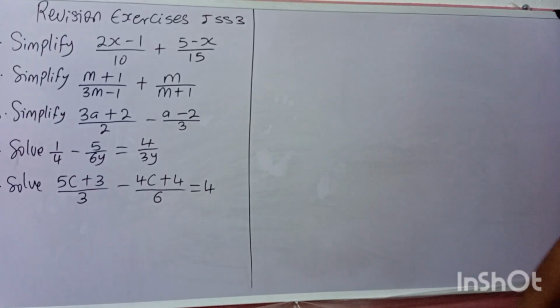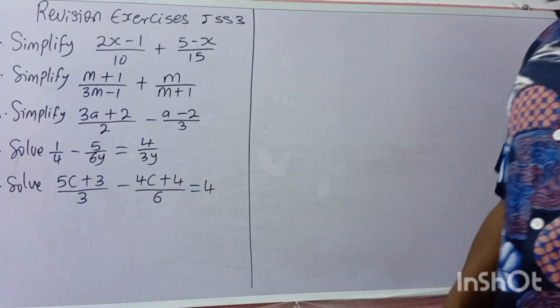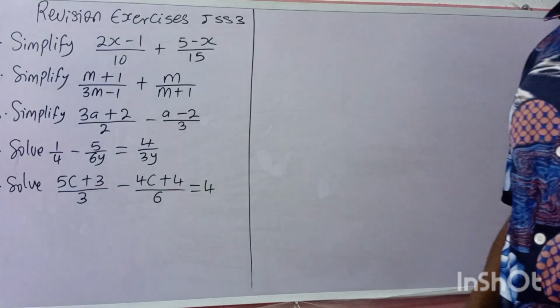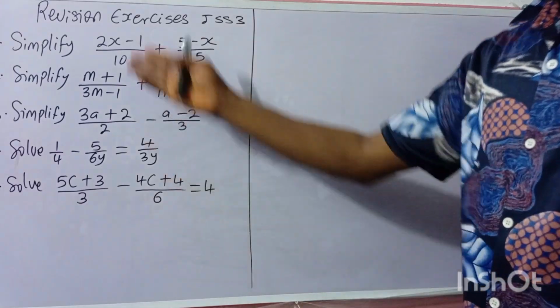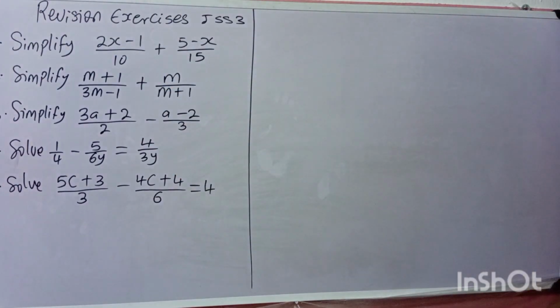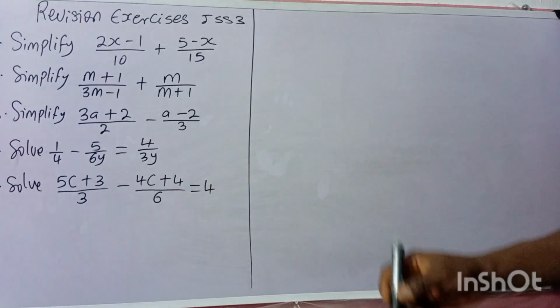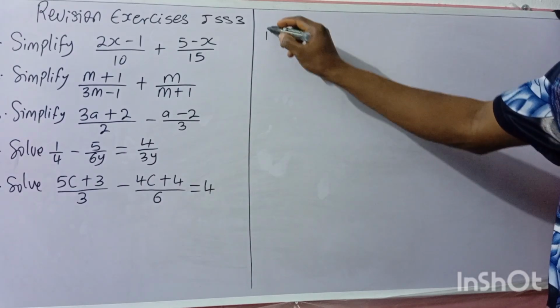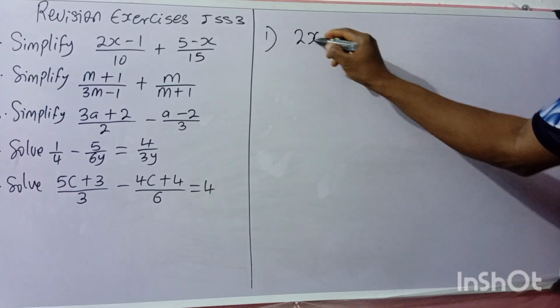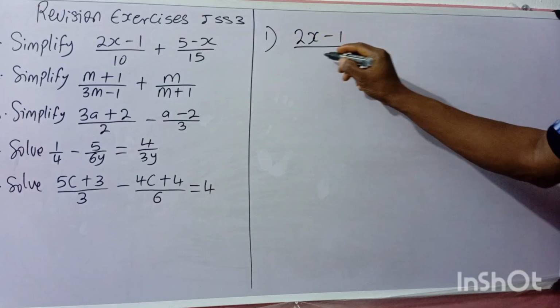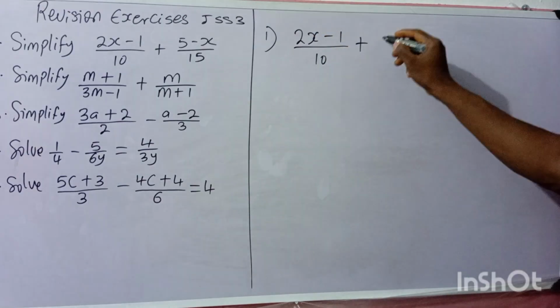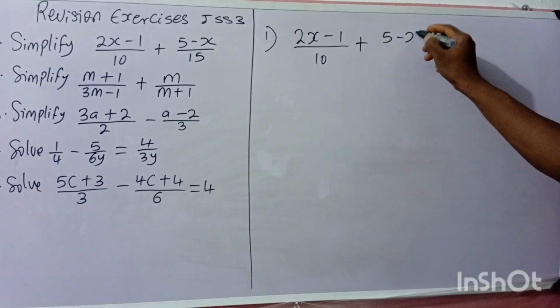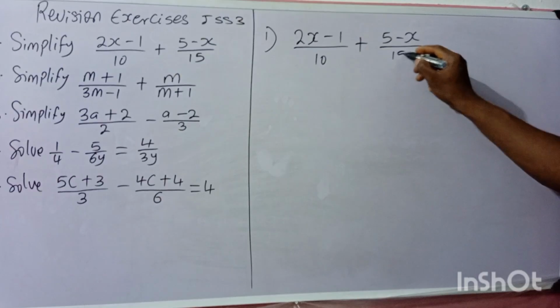Today we shall be looking at some revision questions on algebraic expression and equation involving fractions. Here we have number 1: (2x minus 1) over 10 plus (5 minus x) over 15. Look at how we tackle the question. Number 1, we have (2x minus 1) over 10 plus (5 minus x) over 15.